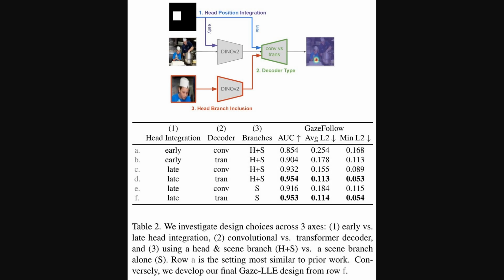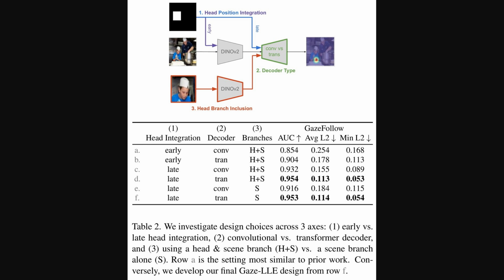Okay, so this table really dives into why the Gaze-LLE architecture works so well. The researchers systematically tested three key design choices. First, when to integrate the head position, either early on or late in the process. Second, what kind of decoder to use, a traditional convolutional one or a transformer. And third, whether they needed a separate branch for the head, or if the scene branch alone was enough.